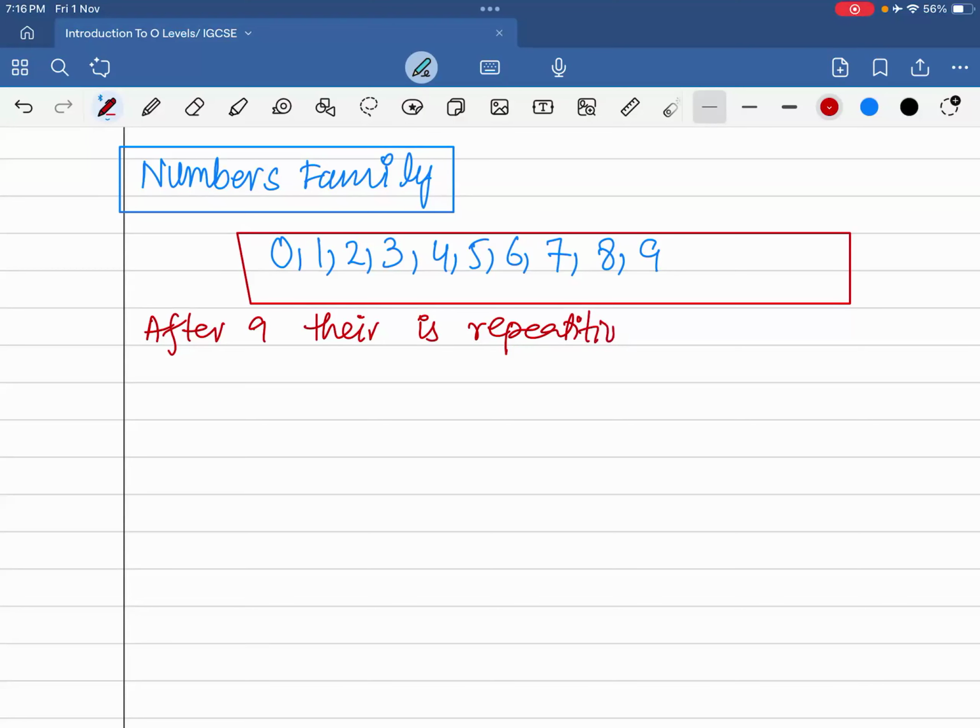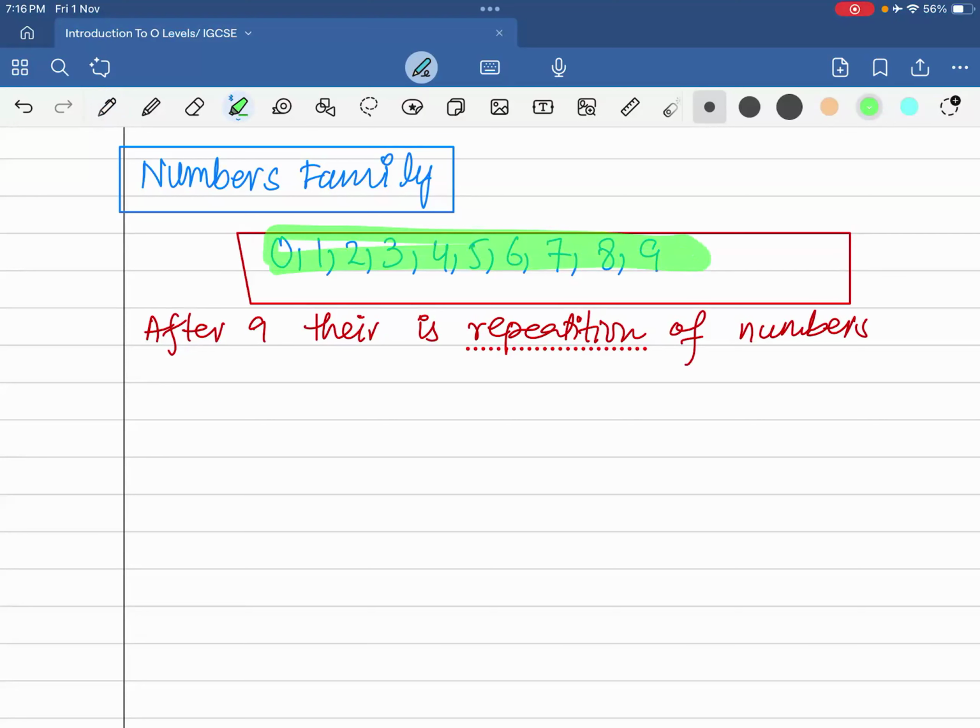Yes, sir. Yes, everybody. There is repetition of numbers. So beta, we need to understand that in math, the basic digits are from 0 to 9, and after 9 we have all the digits in a repetition process. Agree or not? Now we need to understand that this numbers family is distributed into three major big families.